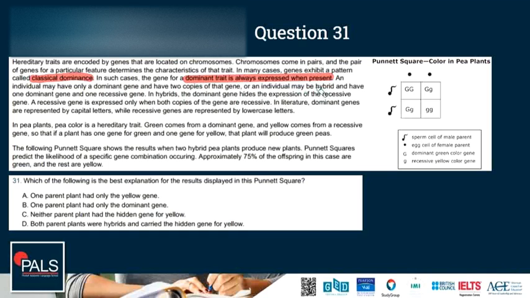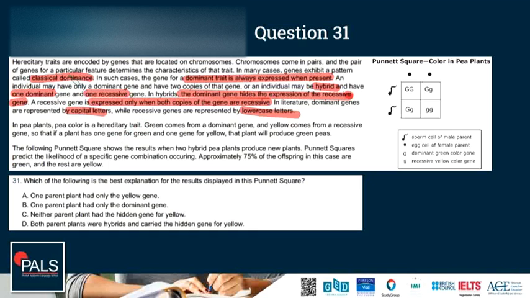or an individual may be a hybrid and have 1 dominant gene and 1 recessive. In hybrids, the dominant gene hides the expression of the recessive one. The recessive gene is expressed only when both copies of the gene are recessive. In literature, dominant genes are represented by capital letters. The recessive genes are represented by lowercase letters.